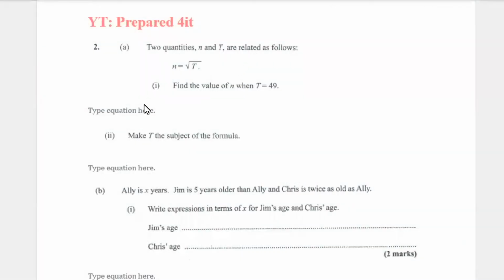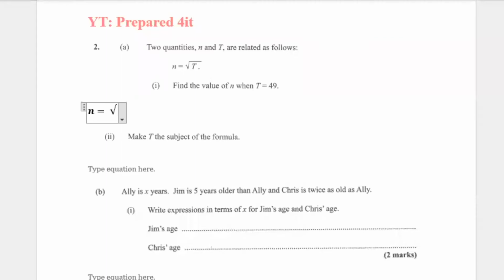Okay, so it's question 2 from the June 2021 paper. They said two quantities n and t are related as follows: n is equal to the square root of t, and they want us to find the value of n when t is equal to 49. So what we'll do is say that n is equal to, this is basic substitution. All you're doing is wherever you see t, you replace it with 49 from the formula.